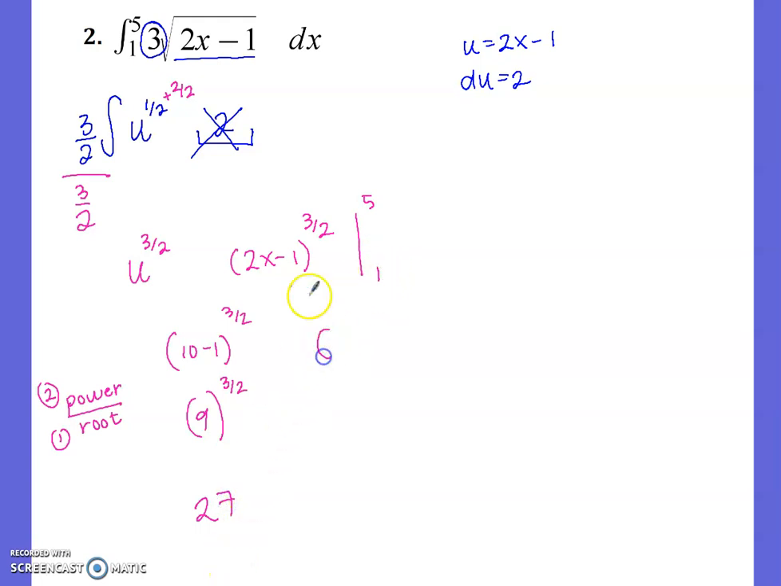Then I'm going to plug in 1. So 2 times 1 is 2. So then we'll do 2 minus 1 to the 3 halves, which would be 1 to the 3 halves. So this is the square root of 1, which is 1. 1 to the third, also 1. So 27 minus 1 is going to give us 26.